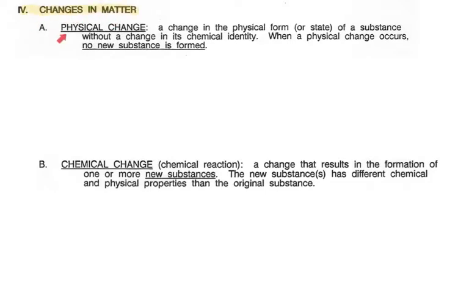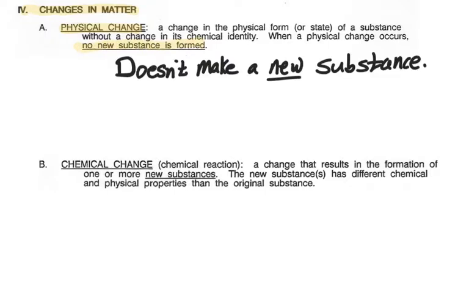So first we have physical change. A change in the physical form or state of a substance without changing its chemical identity is considered a physical change. When a physical change occurs, no new substance is formed. So as long as we're not making something new, then it is considered a physical change.